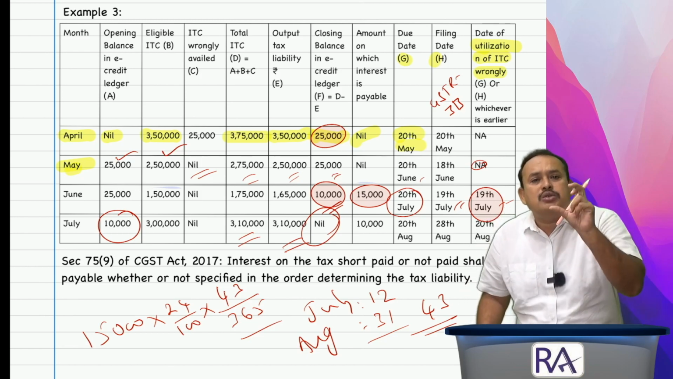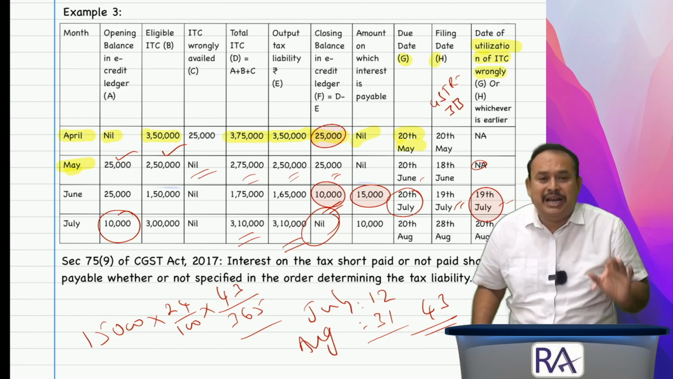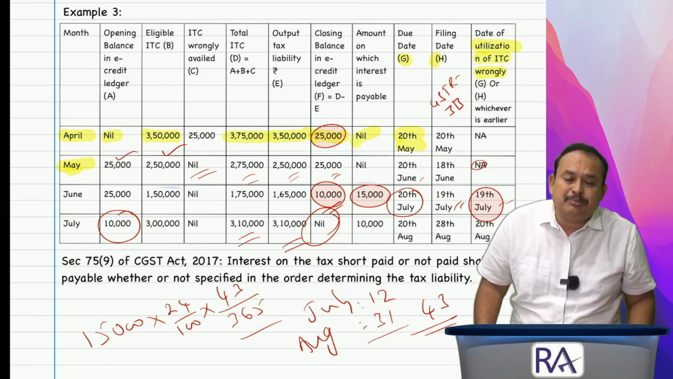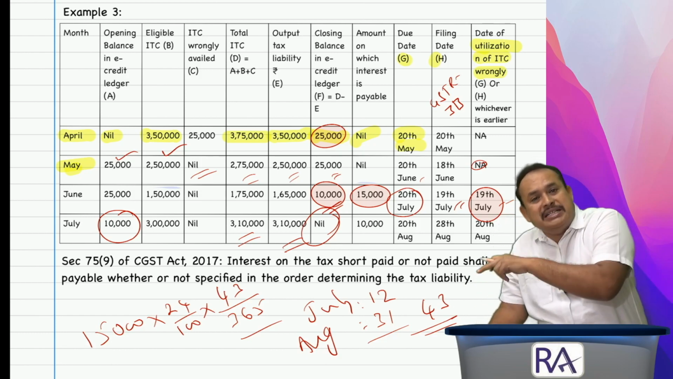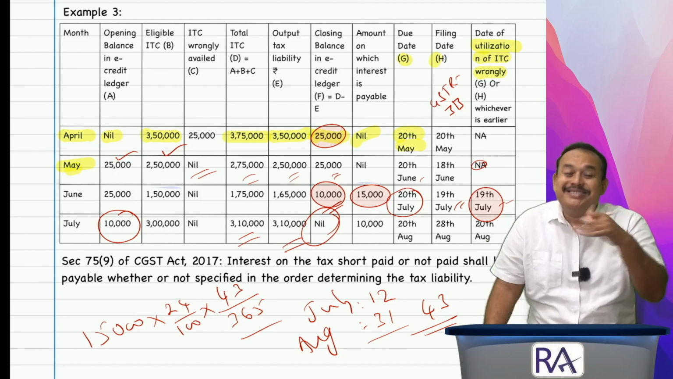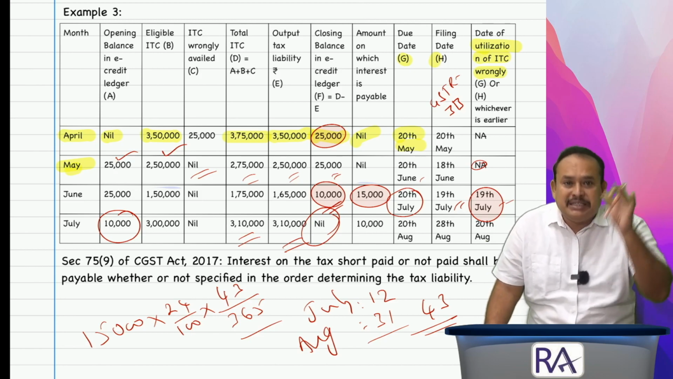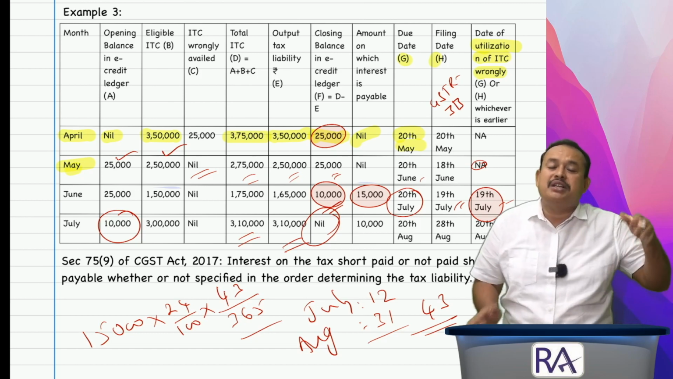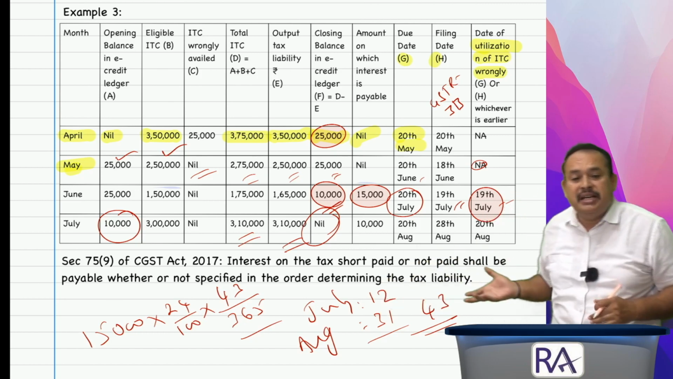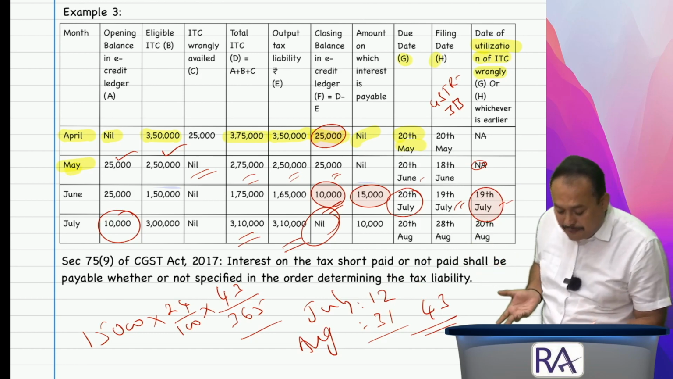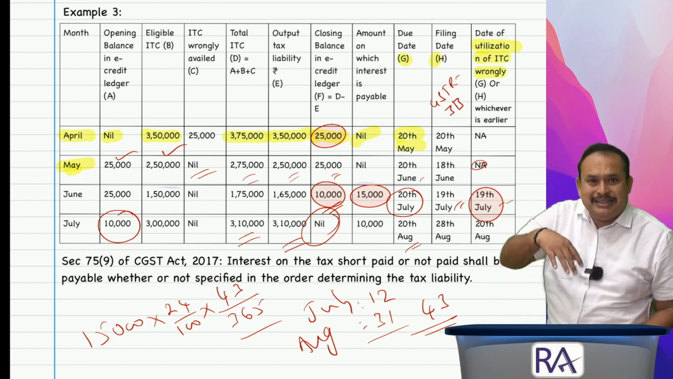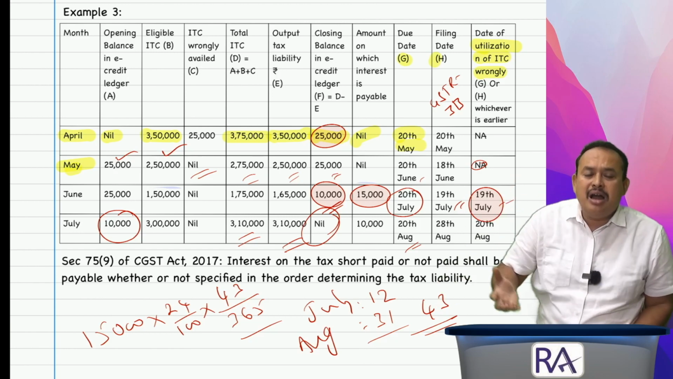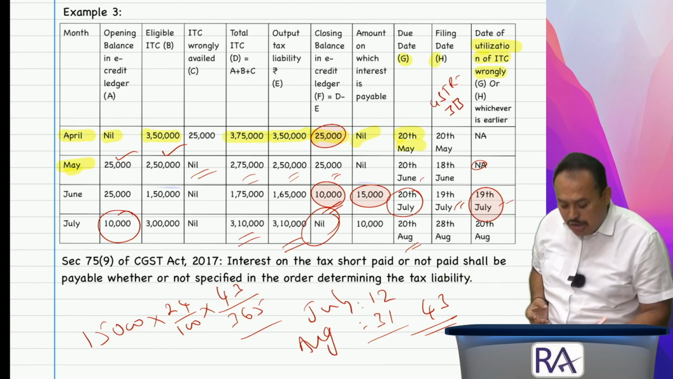For the 10,000 wrongly availed and also utilized, you have to pay interest at the rate of 24% per annum from the date of utilization till the date of payment. What is the date of utilization? The date of utilization is nothing but the due date of filing the return GSTR-3B or the actual filing of GSTR-3B, whichever is earlier. Here, for example, 20th of August is the due date, because the July month liability is to be paid in the month of August by 20th, or the actual date of filing the return.